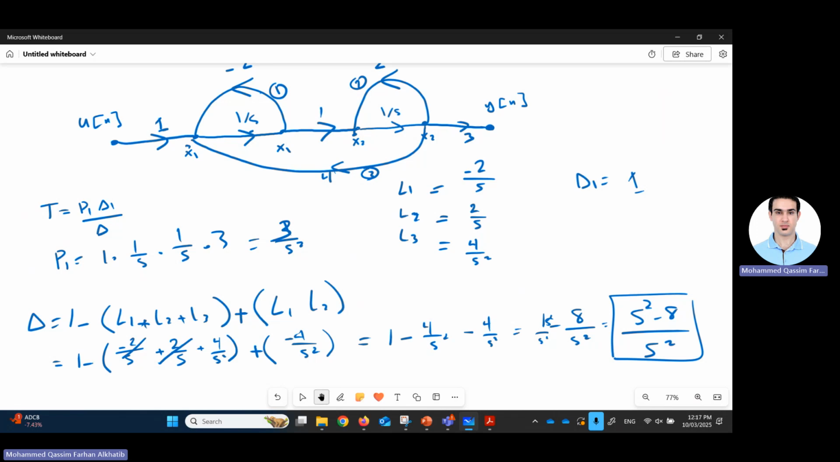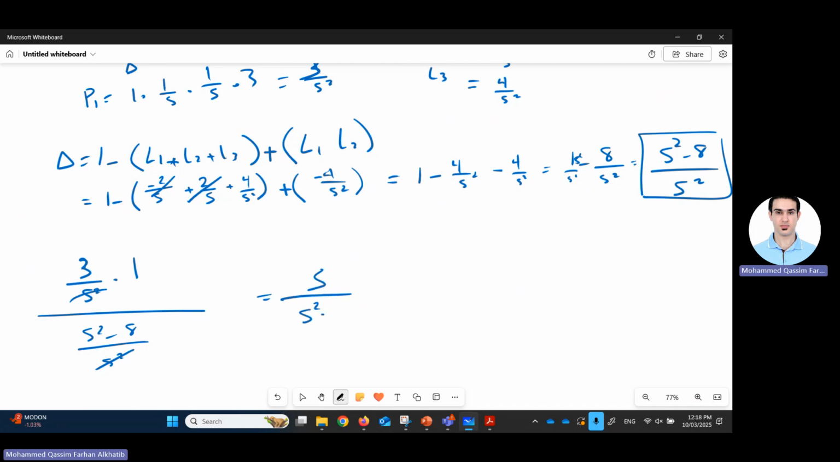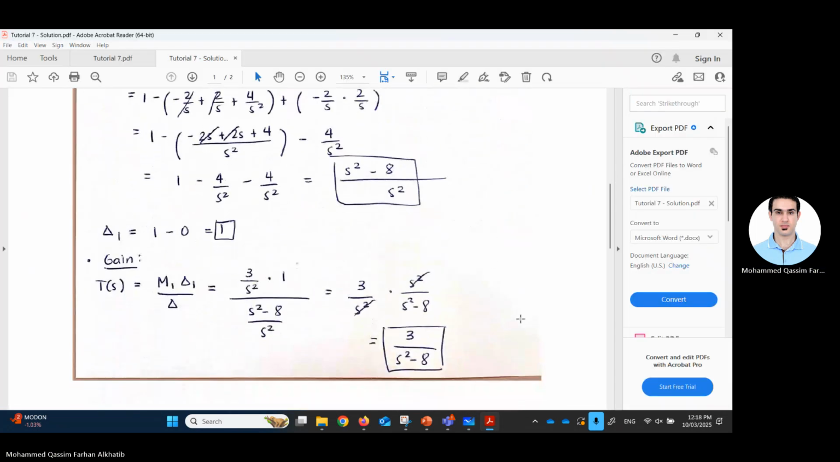Now we are ready to do the substitution. So we have P1, 3 over S squared, times 1 over S squared minus 8 over S squared. That gives 3 over S squared minus 8. And that's it. Let's double check. 3 over S squared minus 8.